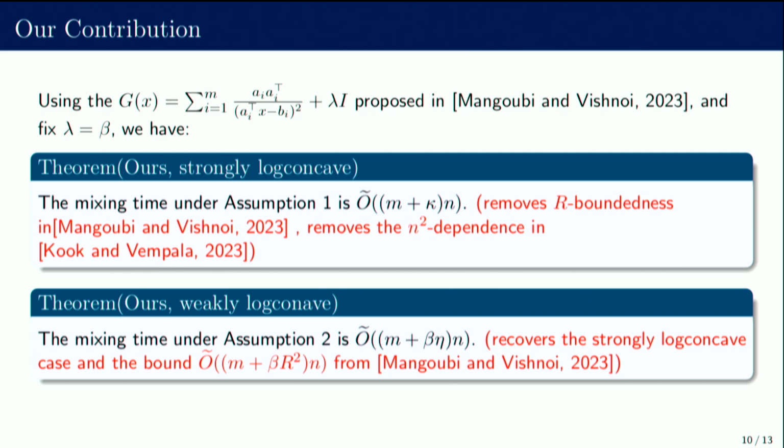And we can also extend our result to the weakly log-concave case. So in this case, α is 0, so κ just becomes β times η. η is an upper bound of the covariance matrix. So first, this recovers the strongly log-concave bound and also recovers the bound of the bounded version in Mangoubi and Vishnoi, because if a target distribution is bounded inside a ball of radius R, then of course its covariance matrix is upper bounded by R.